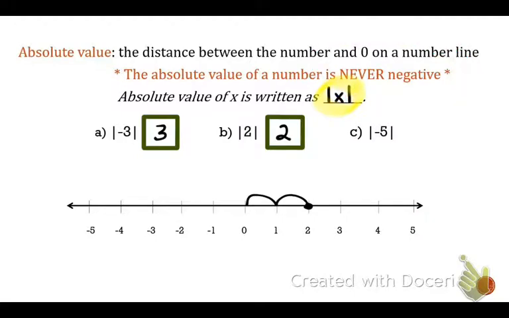How about the next one? -5. What's the absolute value of -5? 5. It just means it is 5 spaces away from the number 0.